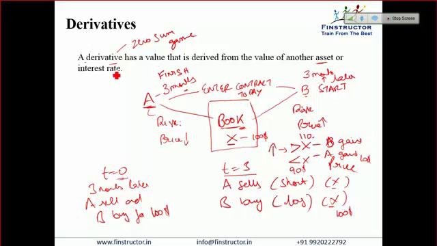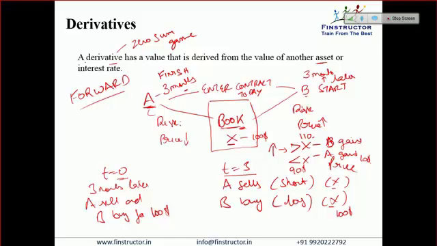So a derivative is an instrument that derives its value from another asset. So I took the example of a book. In general, for the CFA curriculum and in general in finance, this underlying asset is usually a stock or a bond or an interest rate, etc. So the example that we have given is a forward contract. This is one of the derivatives that we'll study in more detail in the coming slides.